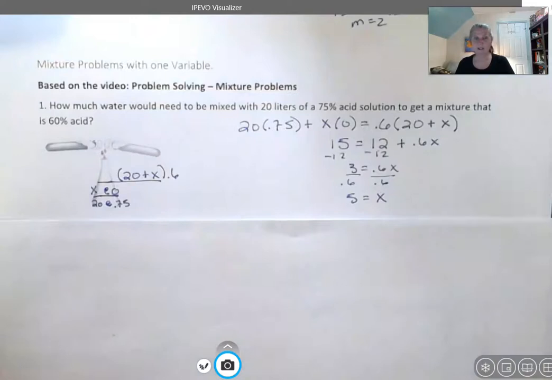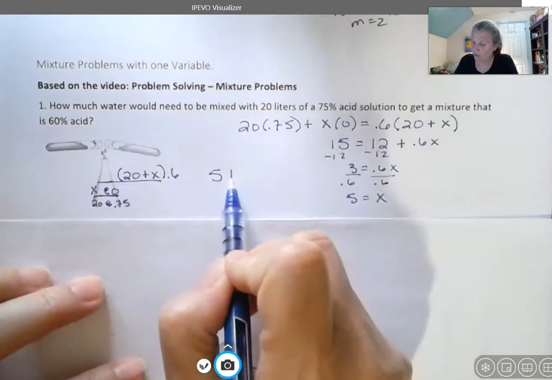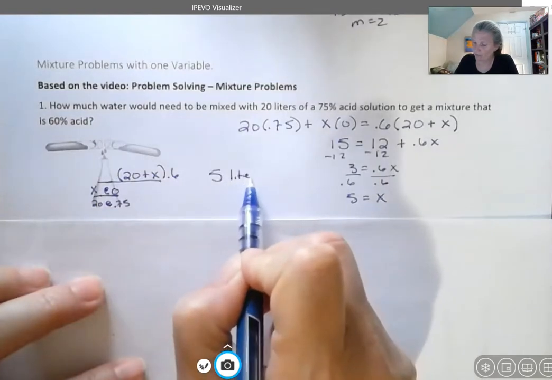So what is that telling me? What that tells me is if I have 20 liters at 75%, I need to add 5 liters of water to get that down to only 60%. So I need to add 5 liters of water.